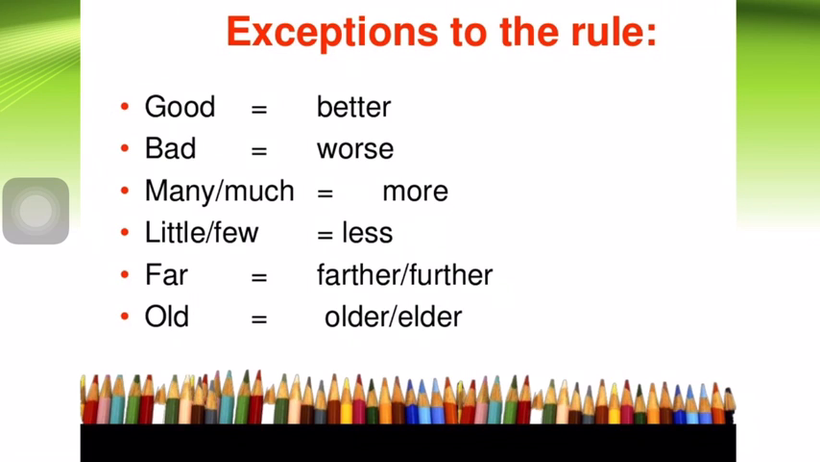Exception to the rule, because this adjective is special. So, if you've got the adjective good, it becomes better. For bad, it becomes worse. Many or much become more. Little or few become less. Far becomes farther or further. Old becomes older or elder.